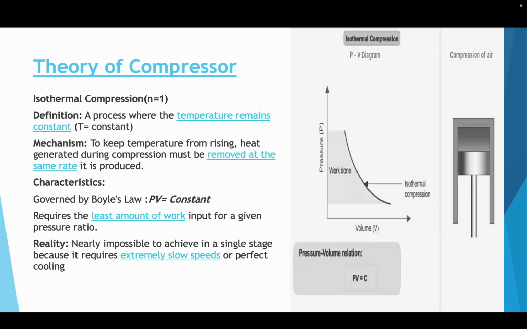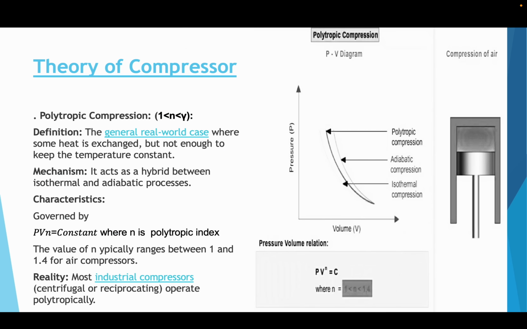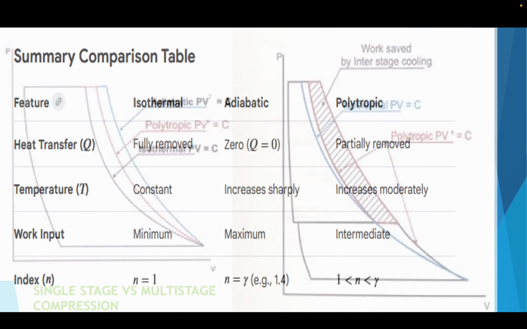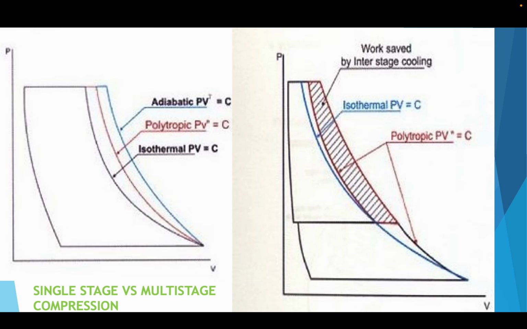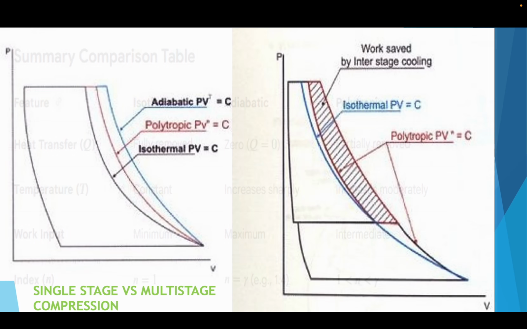Today we'll talk about the theory of compression. In today's video, we'll see what are the different types of compression: adiabatic, isothermal, and polytropic. How these three compression cycles are different from each other, and after that we'll see why we prefer multi-stage compression over single stage compression.